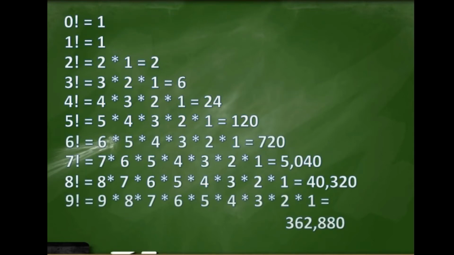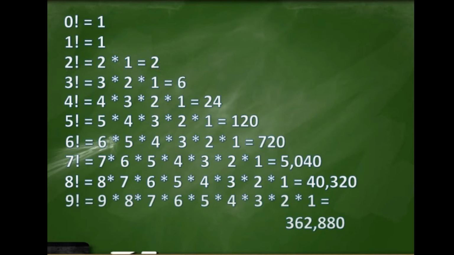Now, here are the examples of factorials. 0 factorial, which means there are 0 objects and it can be arranged in one way. This is why 0 factorial is equal to 1. 1 factorial is also equal to 1. 2 factorial is equal to 2 times 1, which is equal to 2. And this is where the definition of factorial comes in. The product of an integer 2 and all the integers below it. So 2 times 1 is equal to 2. So 2 factorial is always equal to 2.